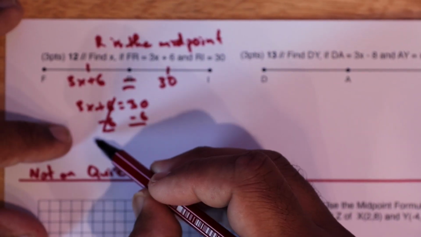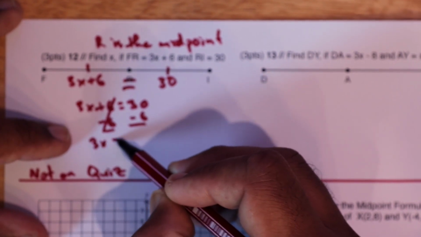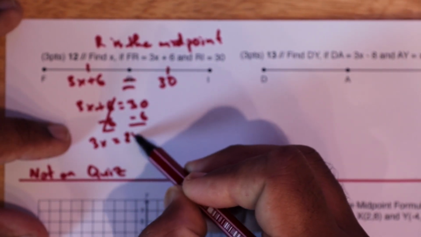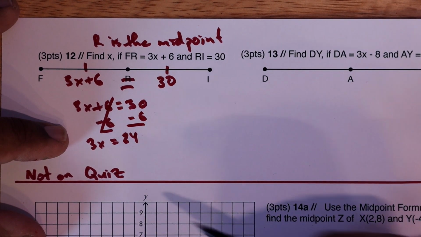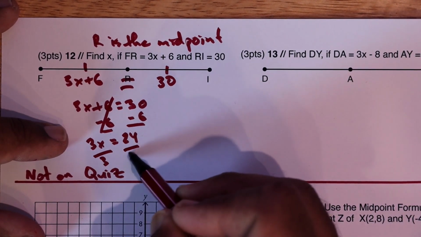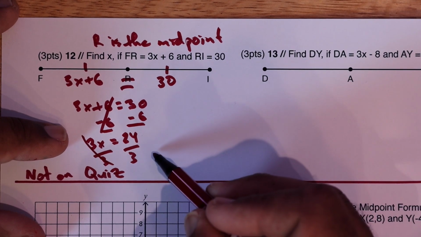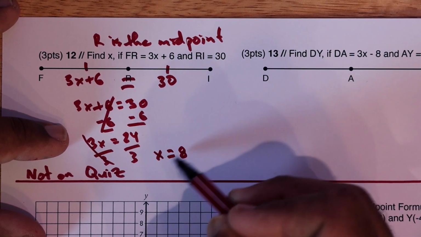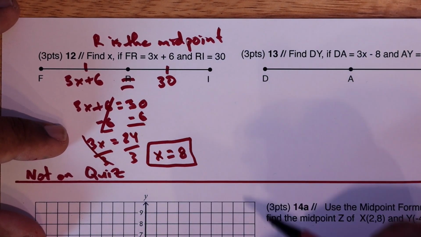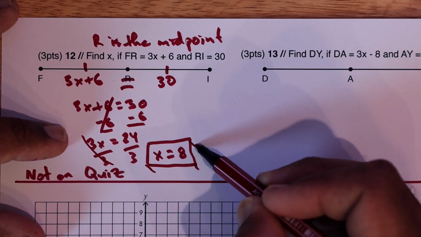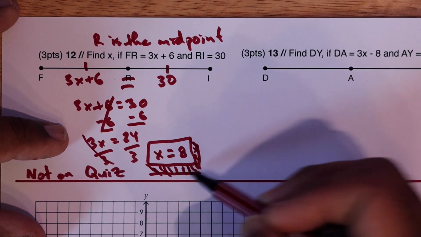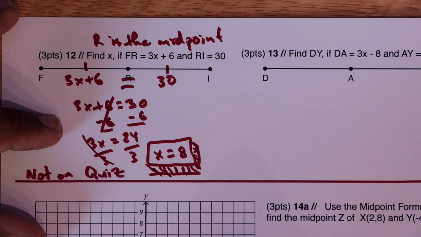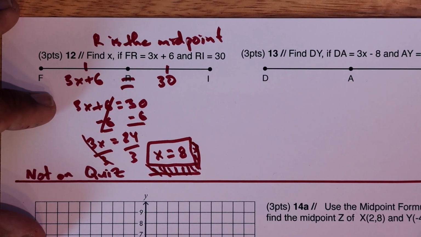So again, just got a little algebra in the middle of this problem. 3x equals 24. I'm going to get the x by itself. So divide by 3. I get x equals 8. And that's all that this question is asking for. It asks for length. You're going to have to plug it back in. But for this one, we're good.